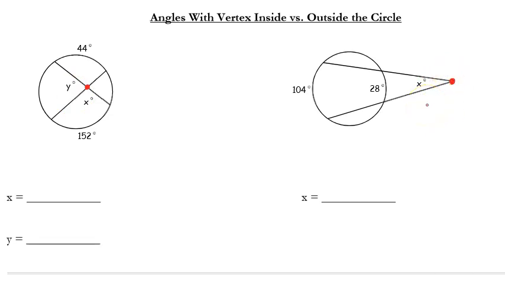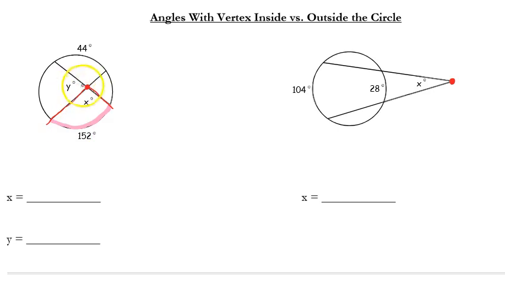Because we have two different procedures, or two different theorems that we have to understand to solve these. They're very similar, but also very different. The first idea is, let's say I'm solving for x here. X has an angle that opens up, and it intercepts this arc here.